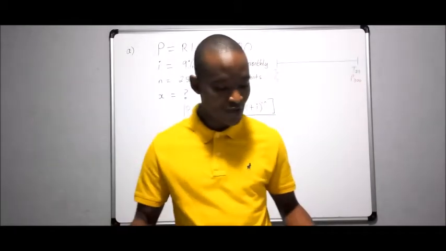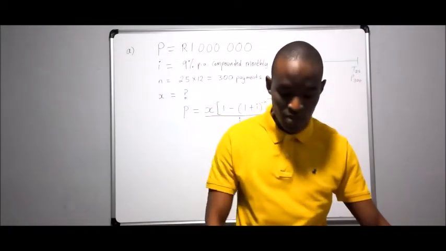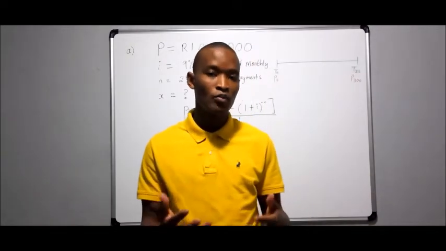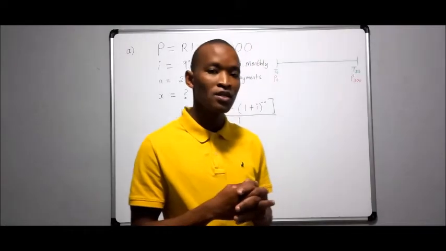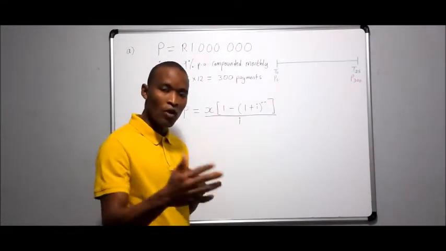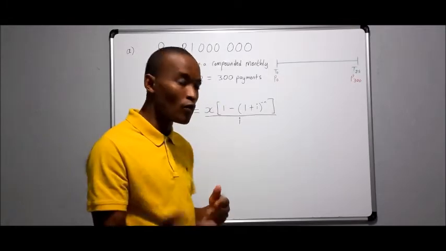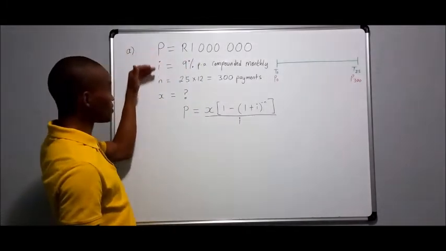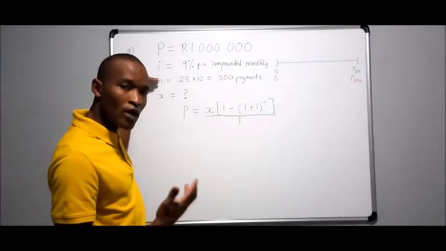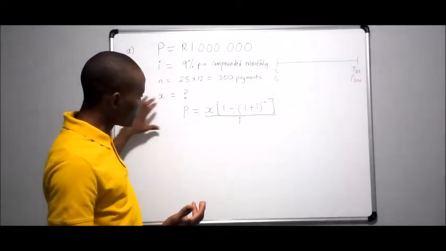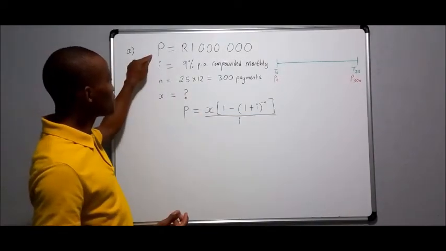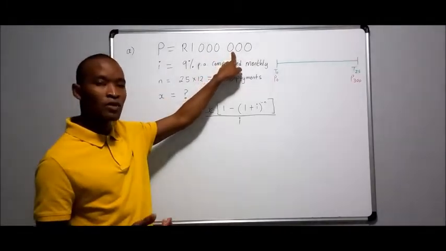In a classroom situation, I would usually say to the students, take out a highlighter and highlight these keywords that bring out the important information, so you are able to extract what is given and what you're required to solve for. I've done that for us here on the board. We are working with the present value annuity formula, and we need to find out what is given. What is given is the value of the loan. The present value of the loan is 1 million rands.